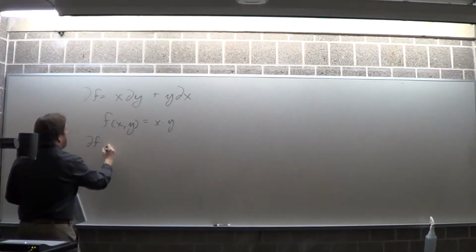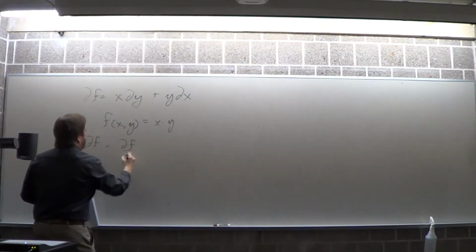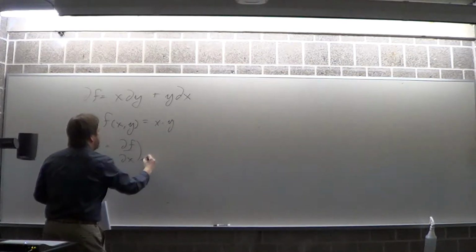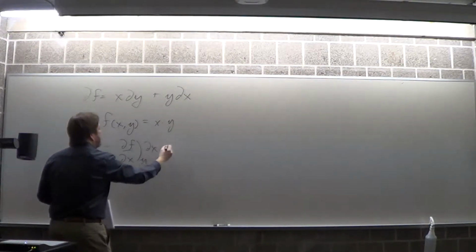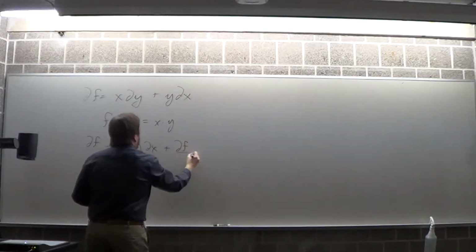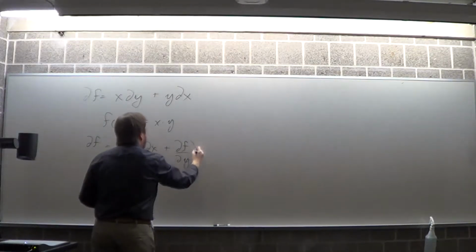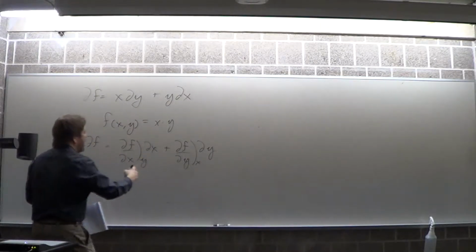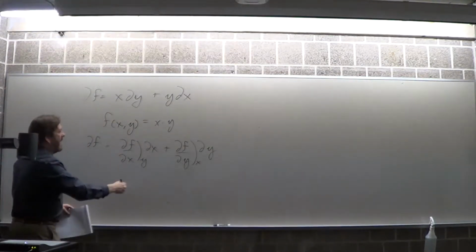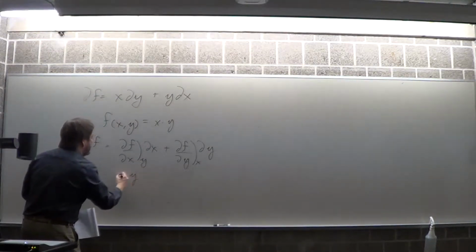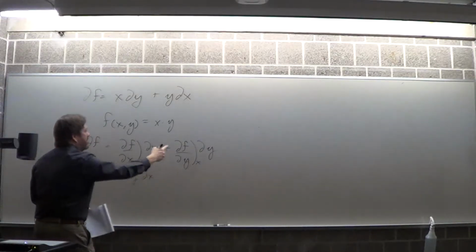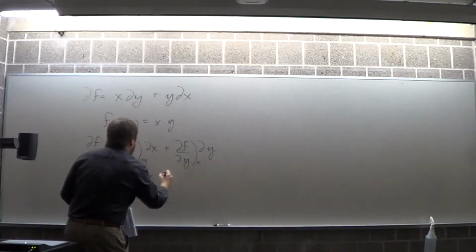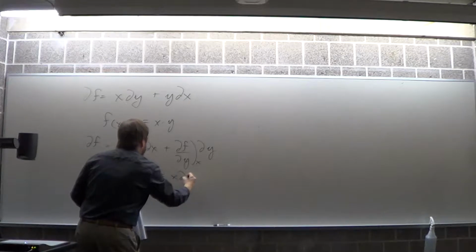Remember that the way we define a partial is that we let one variable change while the other's held constant, and then vice versa. And again, this is terribly, terribly important. This is the starting point of all our thermodynamic proofs. df/dx, when f is xy, is y. And the change in f with respect to y, when f is xy, is x.